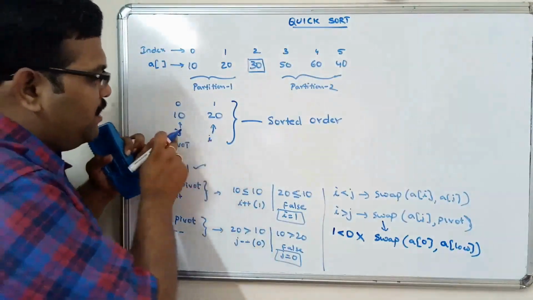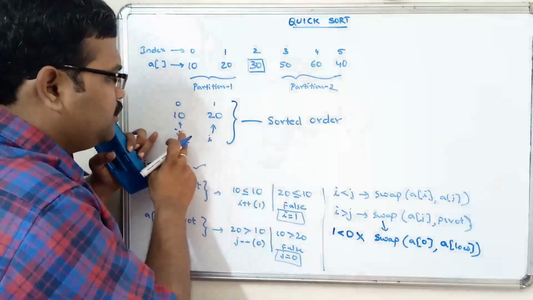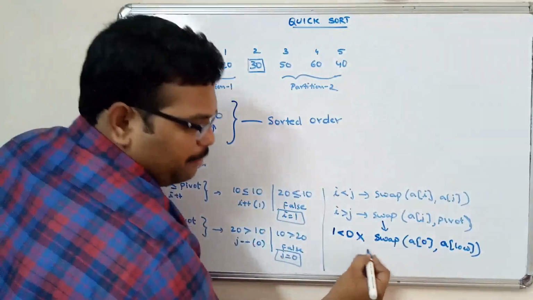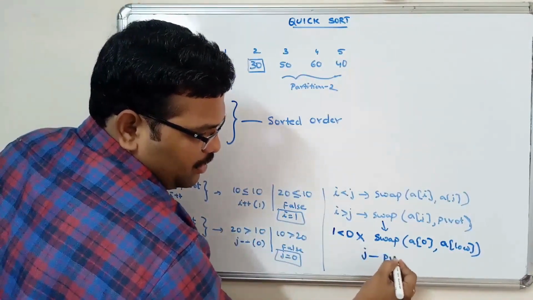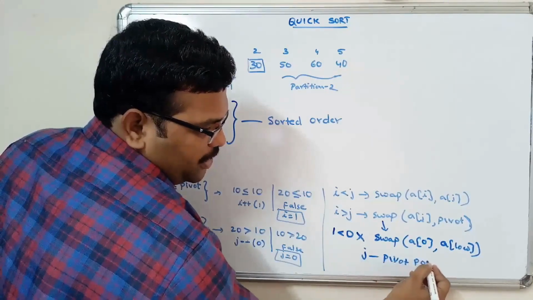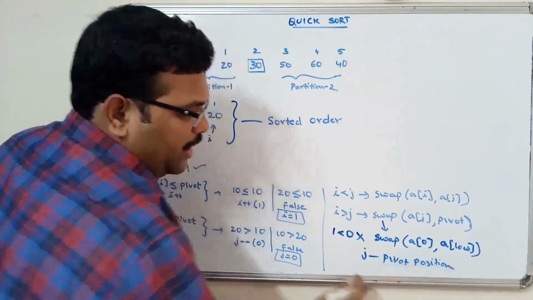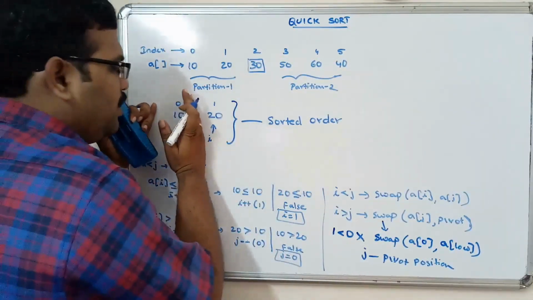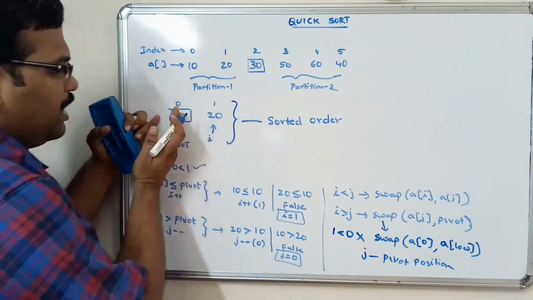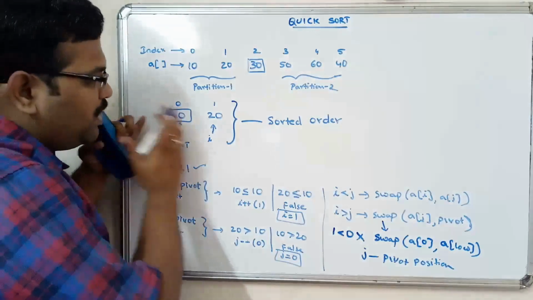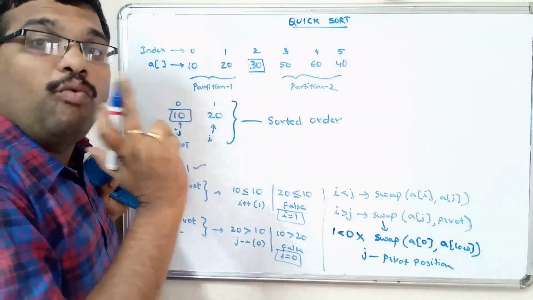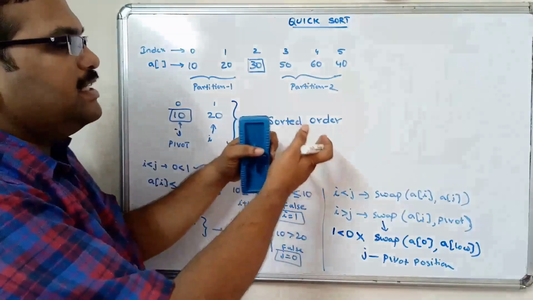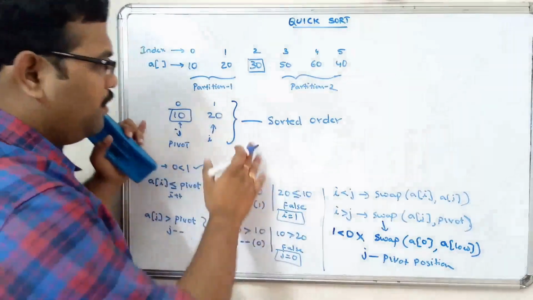Okay, only two elements are there. We need not swap any element. So this will be the pivot position. See, J position is the pivot position, isn't it? What is the J position? 0. So 0th is the pivot position. On the left hand side we are not having any elements. On the right hand side we have only one element, which is also greater than 10. So this partition is already in sorted order, right?